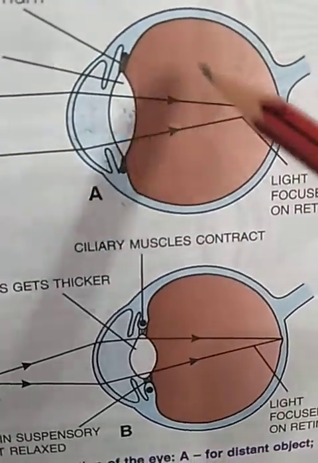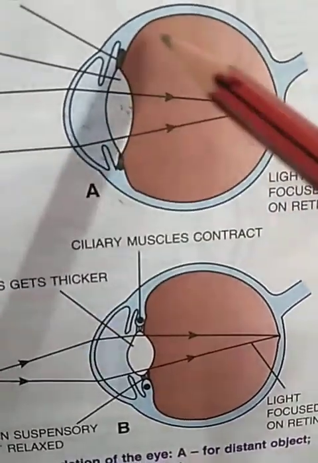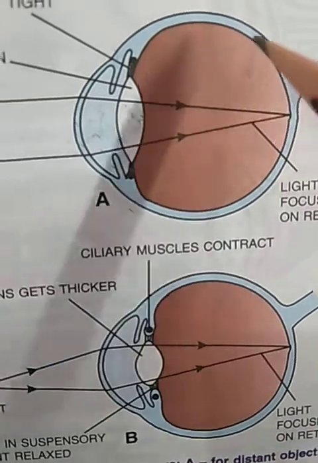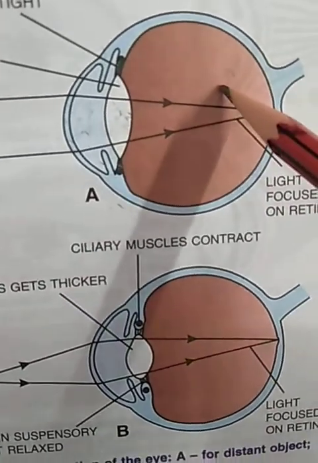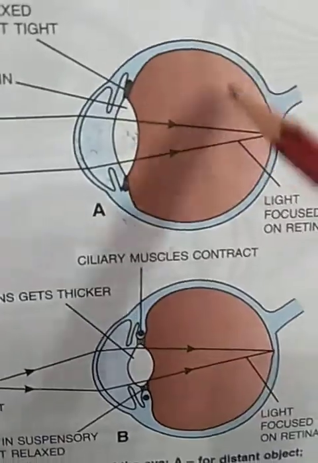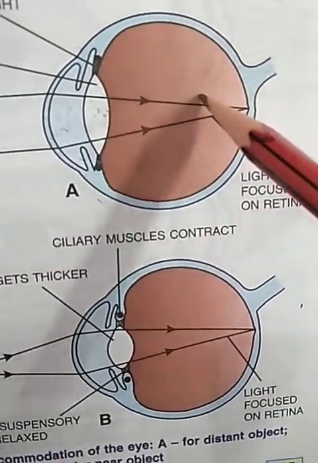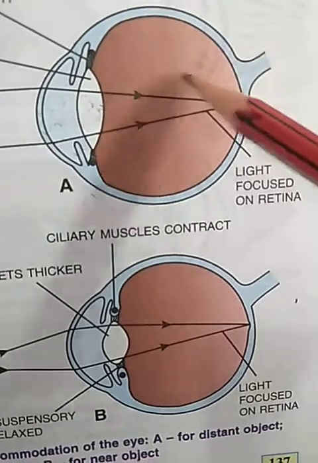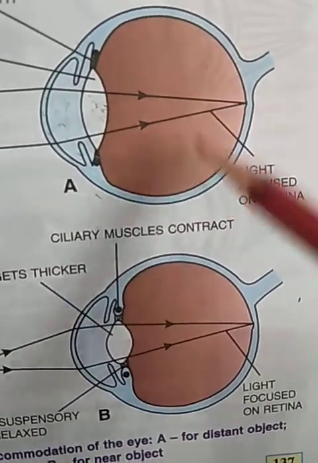Now the second one is the vitreous chamber. It is the largest chamber of the eye, and it is filled with a transparent jelly-like substance. This transparent jelly-like fluid is known as the vitreous humor. Vitreous humor also has two functions.